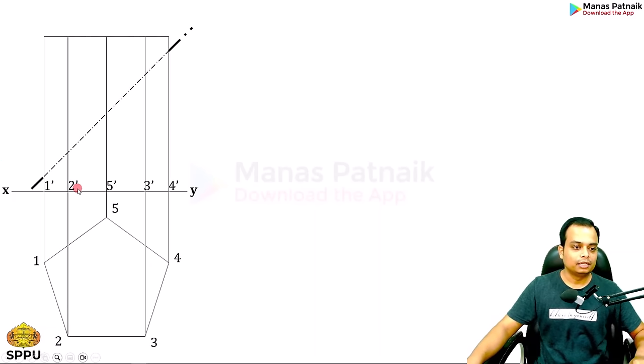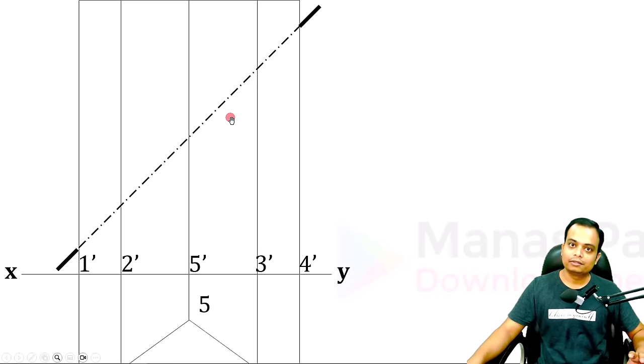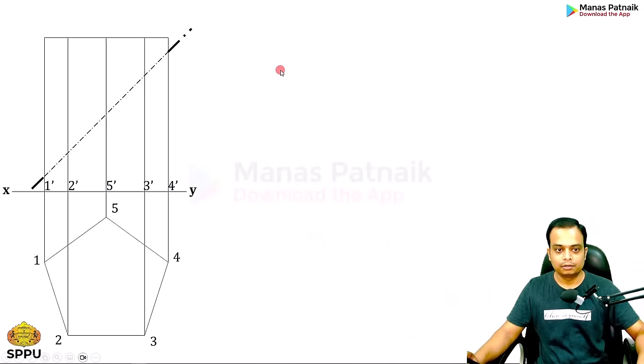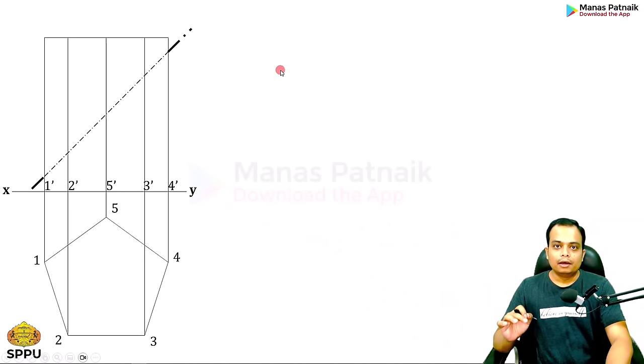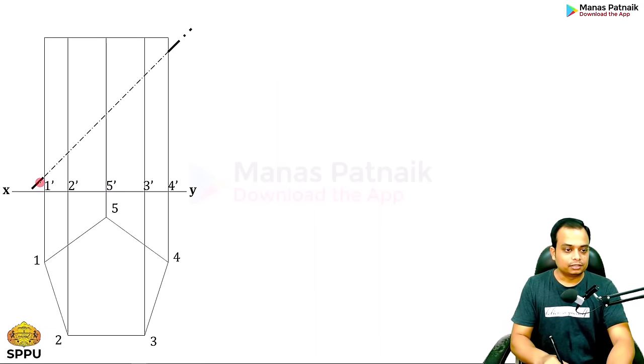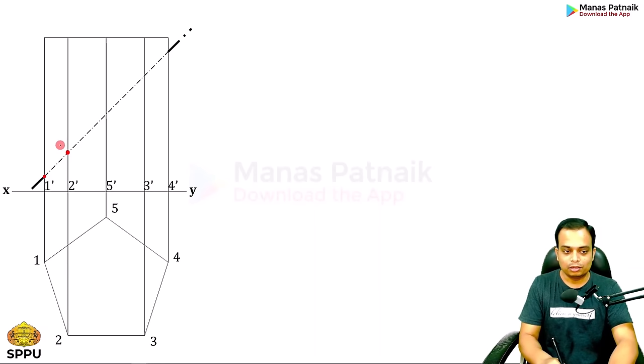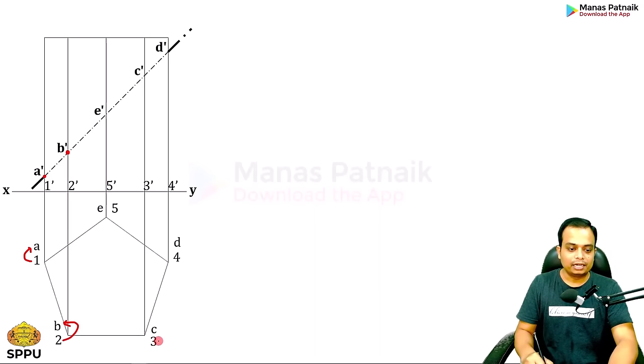Done. Please note that the portion of the cutting plane inside the solid is thin, and the portion of the cutting plane outside the solid is thick. Now you need to decide where the cutting points are. If you watch carefully, this is a cutting point just above 1. Let's call it A dash. Similarly, this is a cutting point just above 2. Let me call this B dash. In the same fashion, you have C dash, D dash, and E dash. A happens to be above 1, B above 2, C above 3, D above 4, and E above 5.